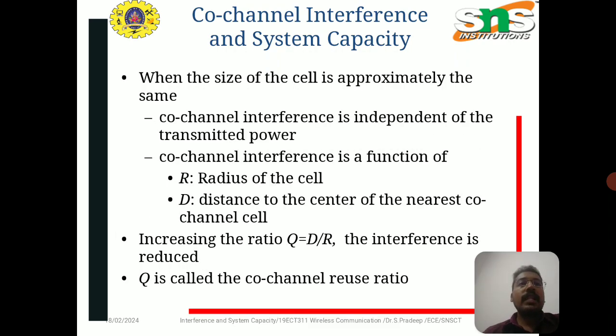When the size of each cell is approximately the same, the co-channel interference is independent of the transmitted power. Co-channel interference is a function of the radius of the cell, R, and the distance to the center of the nearest co-channel cell, D. By increasing the ratio Q equal to D by R, the interference is reduced. Q is called the co-channel reuse ratio.